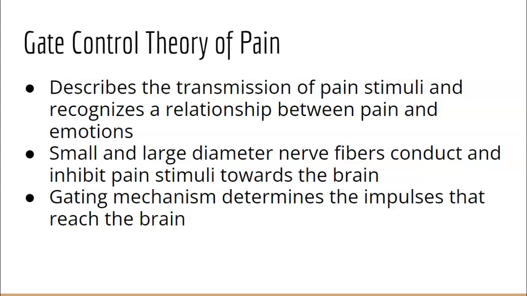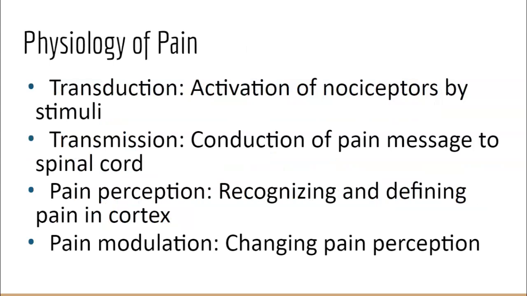Now, the physiology of pain requires 4 concepts, and those 4 concepts are transduction, transmission, pain perception, and pain modulation. So it starts with transduction, and transduction is that nociceptors become activated by the perception of mechanical, thermal, or chemical stimuli. So the mechanical stimuli are the external forces that result in pressure or friction against the body.